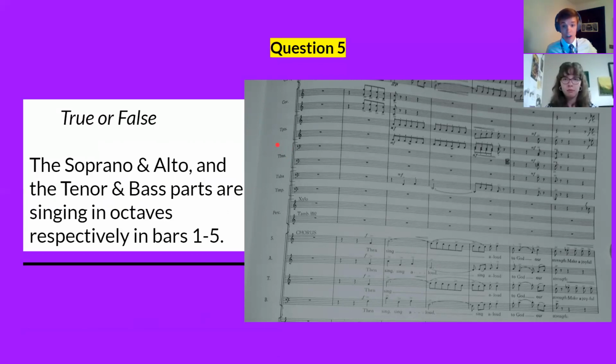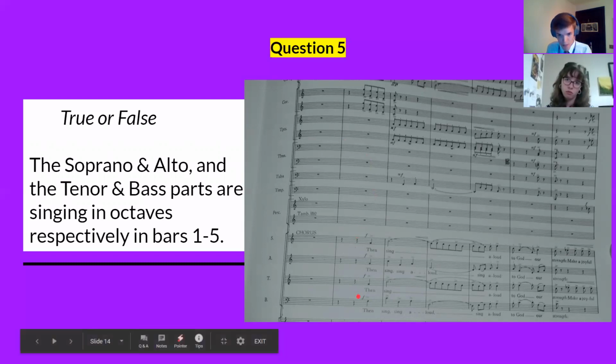So question number 5, same little bit of music here. Is this a true or false question? The soprano and alto and the tenor and bass parts are singing in octaves respectively in bars 1 to 5 of this. So here we're thinking about the different parts in groups of 2. So are these parts singing in octaves? I'll just show you. We're talking around about here.